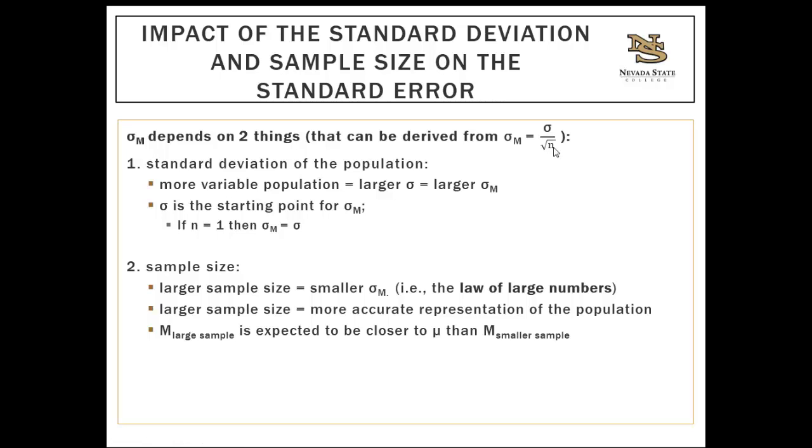Because who knows who's in that sample? They may or may not represent the population, and it's pretty limited information if you have a small sample size. So you would expect more error or more differences between your sample means and your population mean. So this law of large numbers just gets at the fact that when you have a larger sample, you expect them to be more representative of the population, and there's going to be less error.